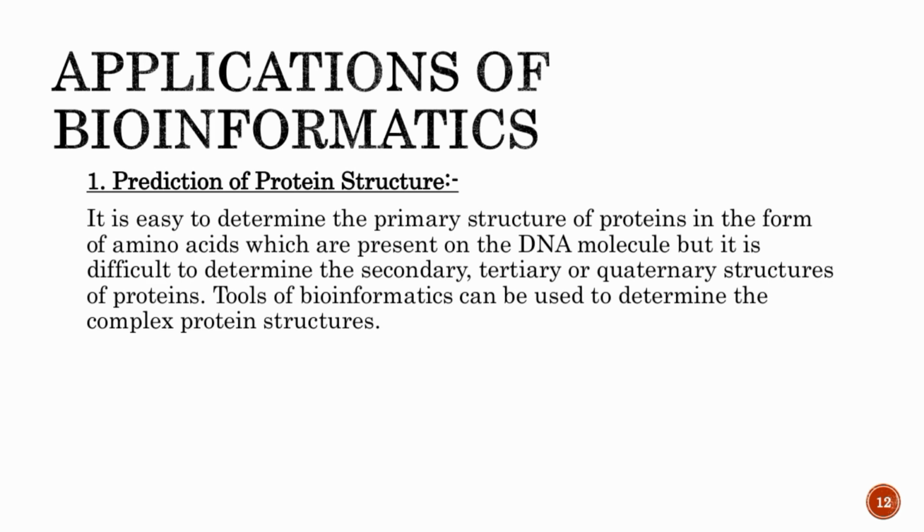It is easy to determine the primary structure of proteins, in the form of amino acids which are encoded on the DNA molecule. But it is difficult to determine the secondary, tertiary and quaternary structures. So, tools of bioinformatics can be used to determine complex protein structures. I already discussed that there are a lot of tools, so we can use them to determine the complex structures.